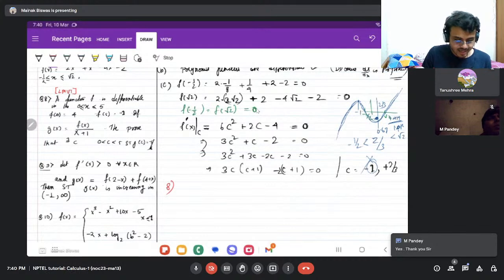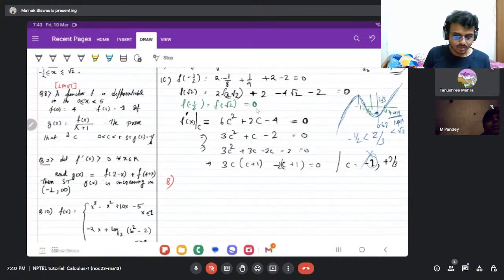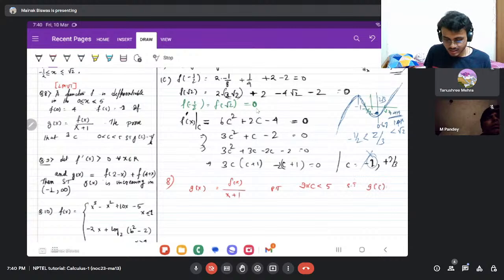It says that f(x) is a differentiable function between 0 and 5. Then g(x) is equal to f(x) by x plus 1. Prove that there exists a c between 0 and 5 such that g'(c) is equal to minus 5 by 6. At first glance at the question, g dash of c is minus 5 by 6. What do you understand from the first glance at the question? What should you use?